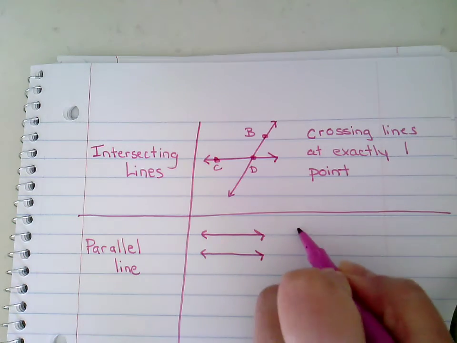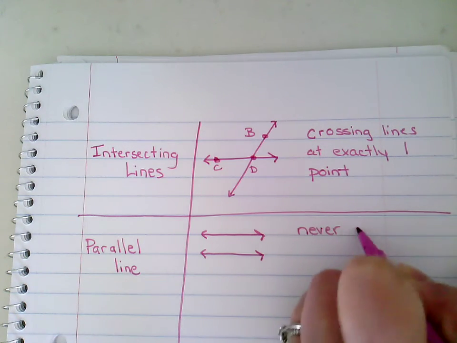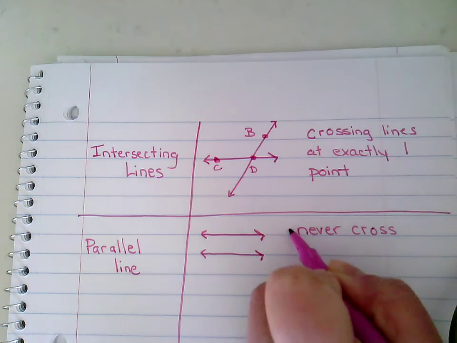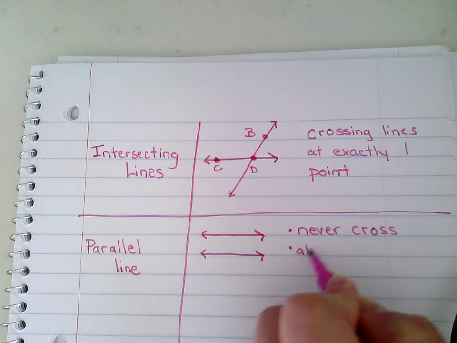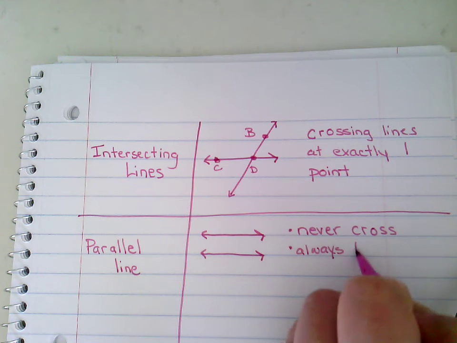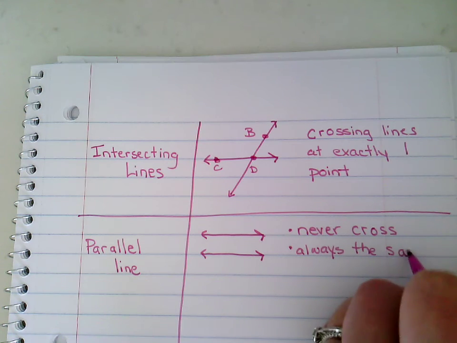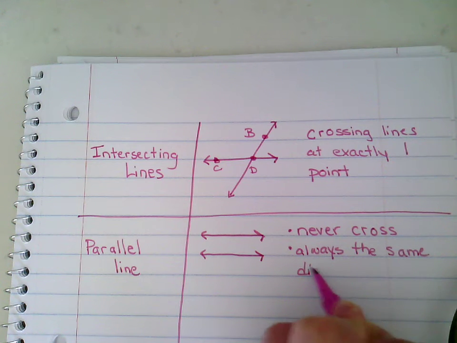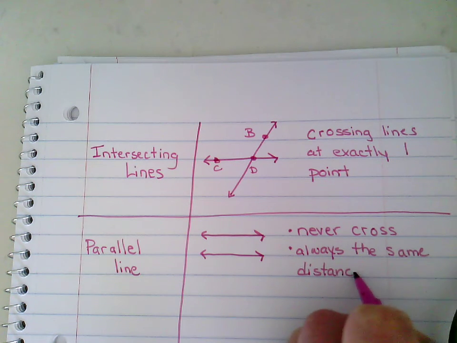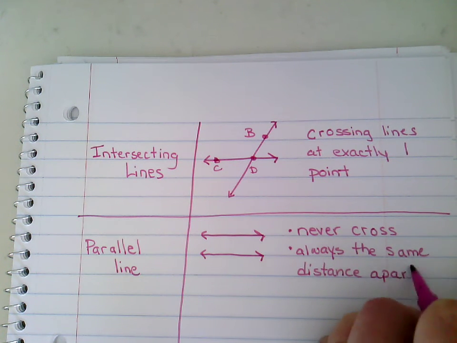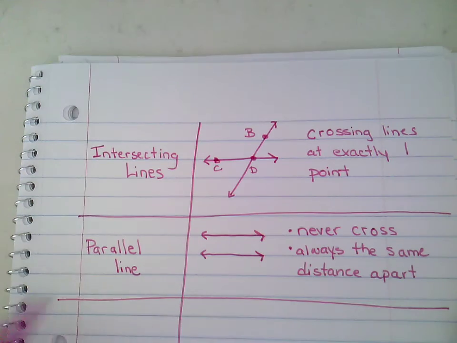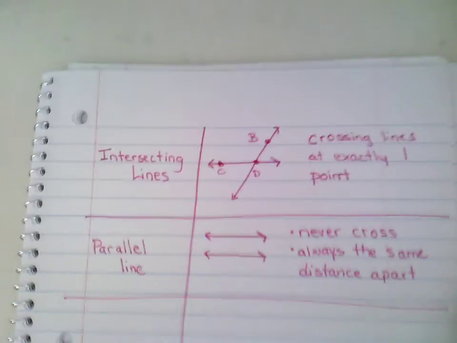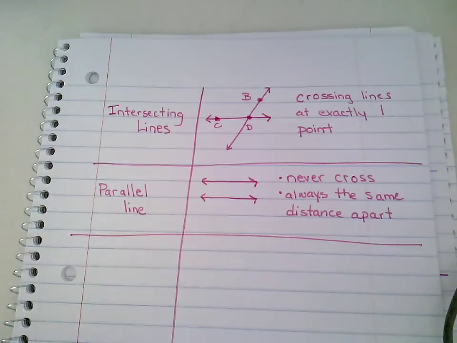They always have to stay like this. So these lines never cross. Put a little bullet point since this isn't a complete sentence. And they are always the same distance apart.